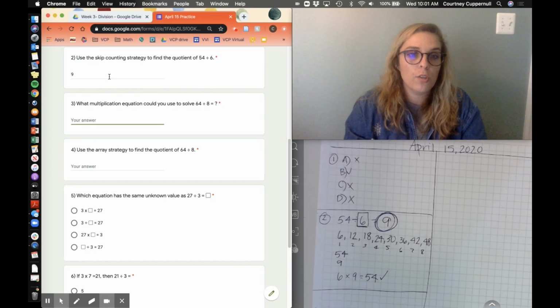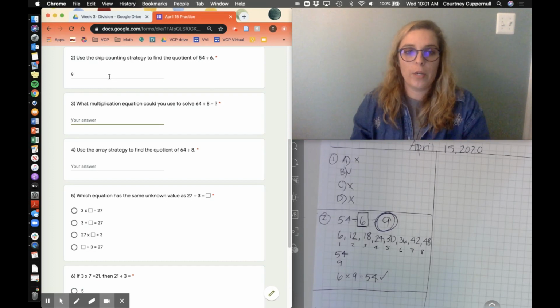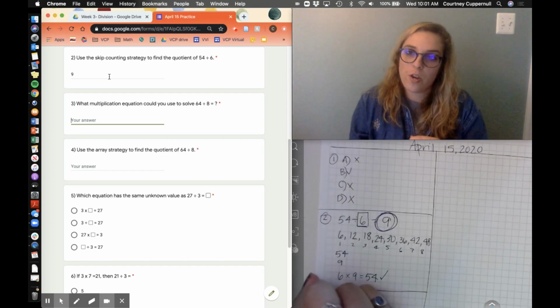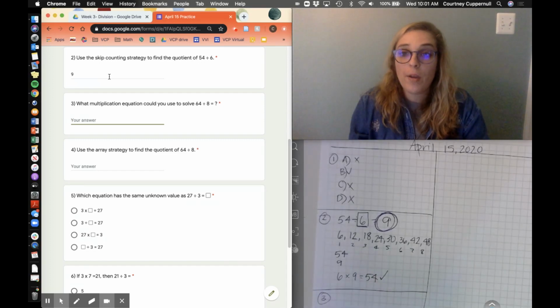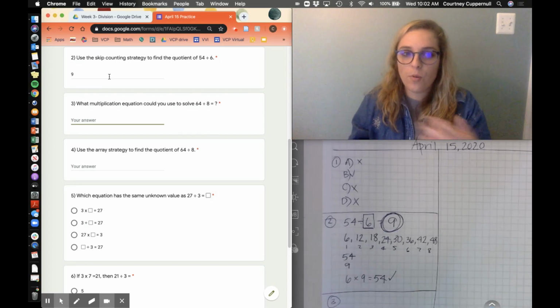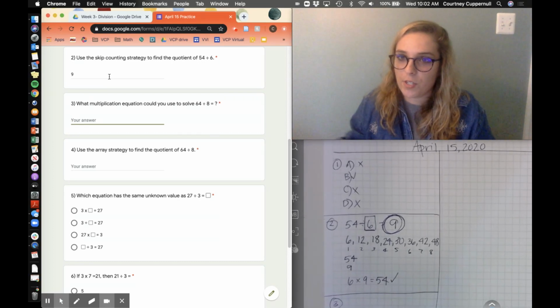All right, question 3. What multiplication equation could you use to solve 64 split into 8 groups? All right, good thing we checked our work on the previous problem with a multiplication equation, because now we're ready to solve this problem using a similar style.